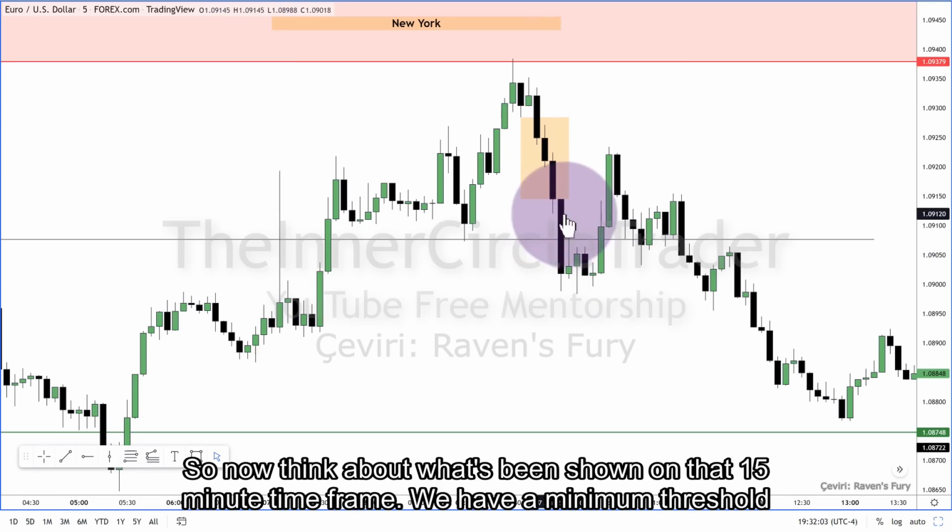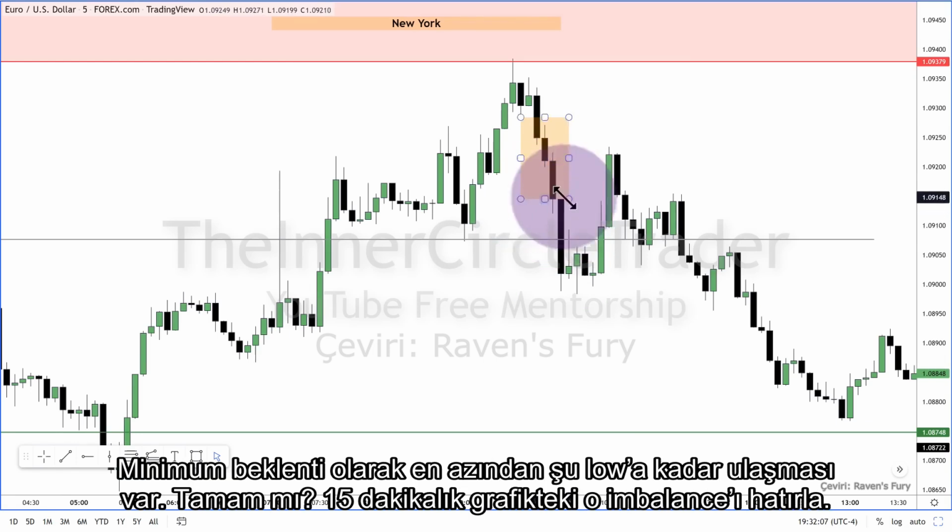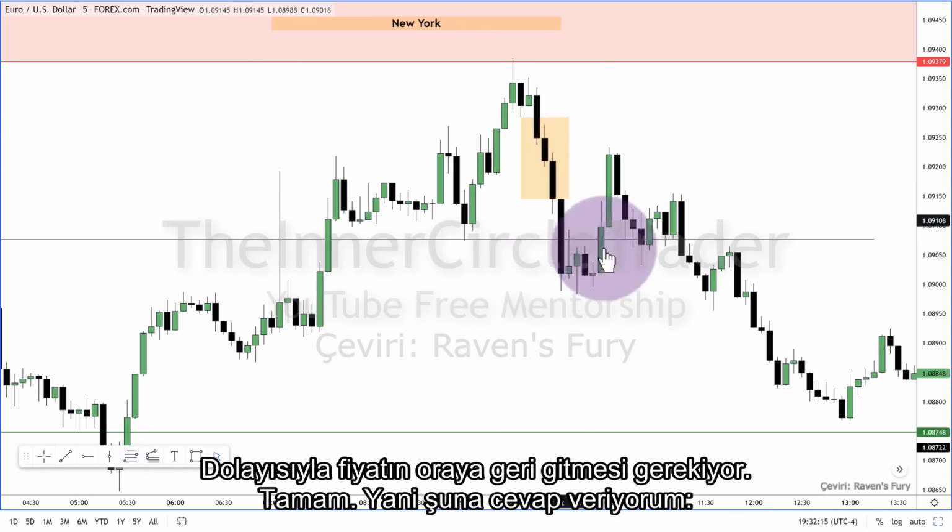So now think about what's been shown. On that 15-minute time frame, we have a minimum threshold of at least reaching into this low. Okay, remember I showed you on the 15-minute time frame that imbalance? So it needs to get up into that.